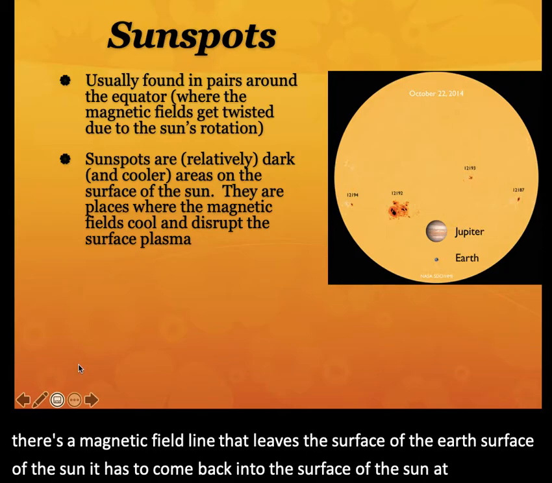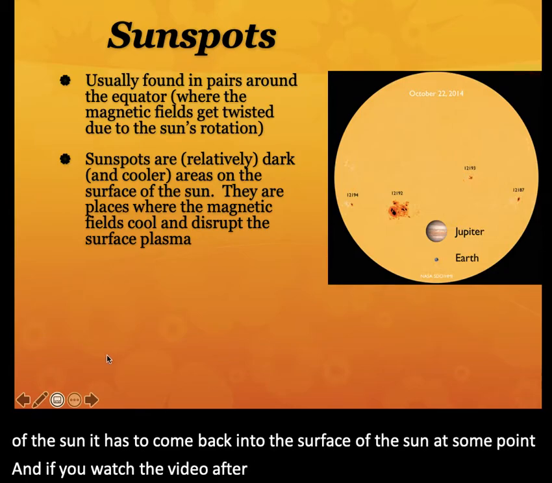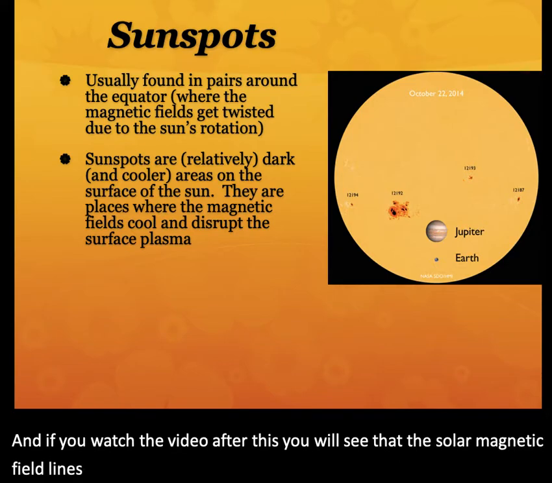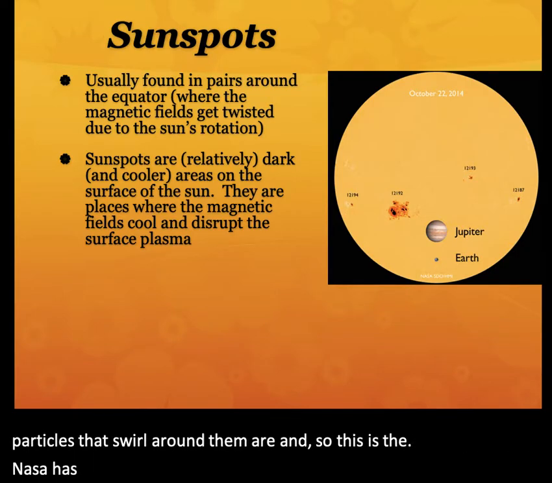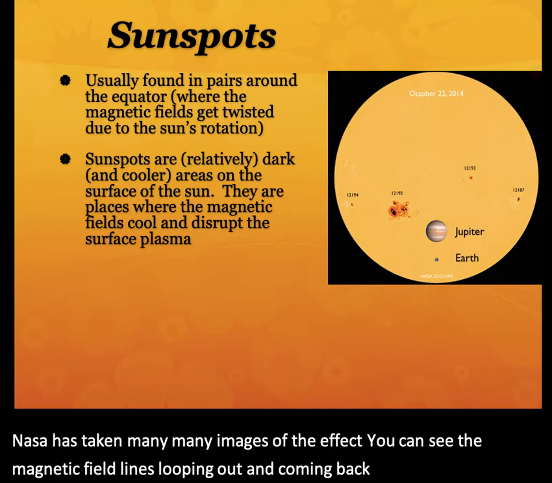And if you watch the video after this, you will see that the magnetic field lines, although themselves not visible, the charged particles that swirl around them are. And so NASA has taken many, many images where you can, in effect, see the magnetic field lines looping out and coming back in because of all the charged particles that are looping around it.